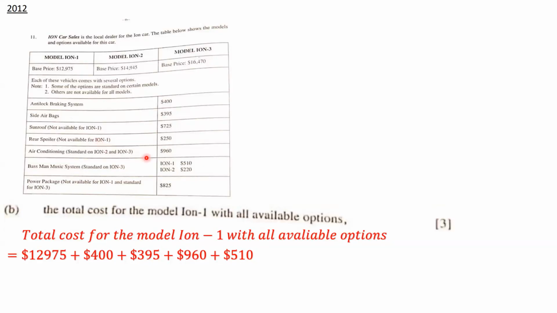And we need the side airbags. Yeah, we need the side airbags. We need the air conditioning because that doesn't come standard with Ion 1. And we also need the Bassman music system, which for Ion 1 is $510, and so we add that. The power package is not available for Ion 1, so we can't include that because they don't have that for Ion 1. So we add all of them together, we get 15,240.